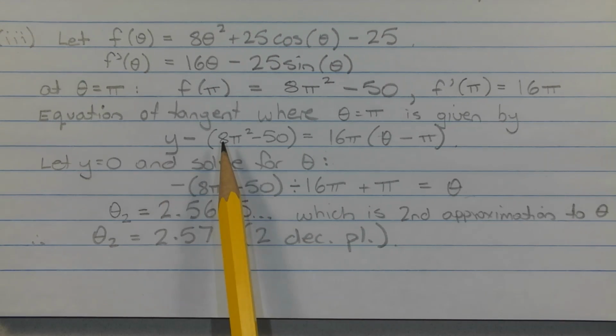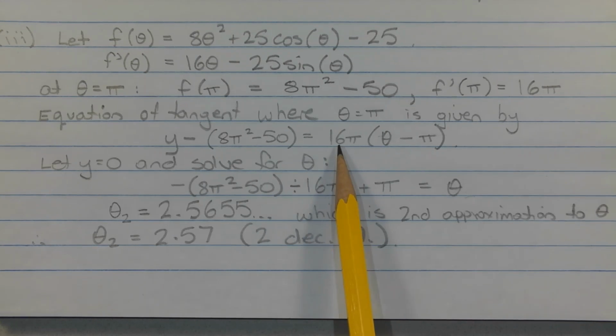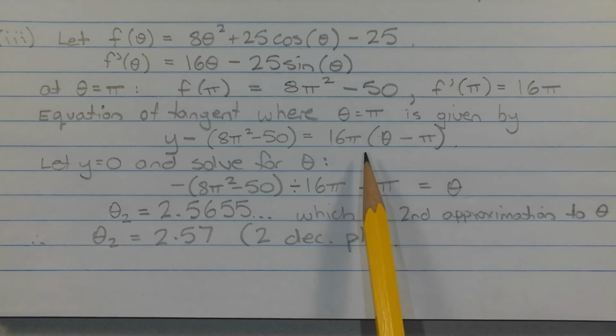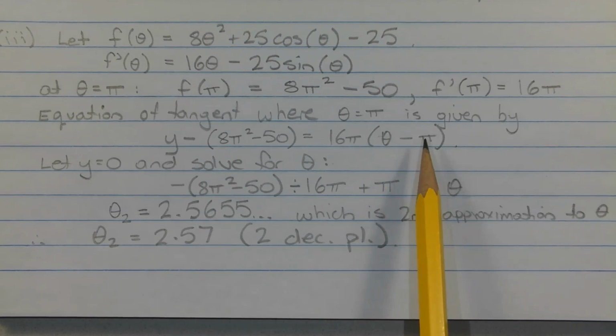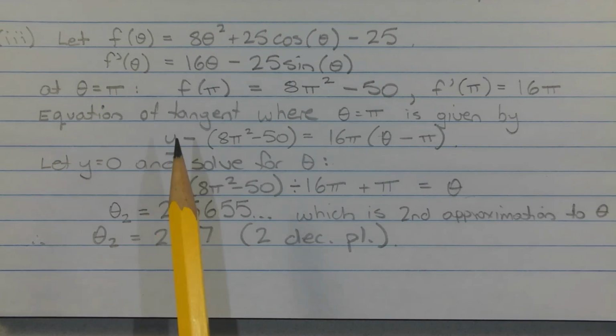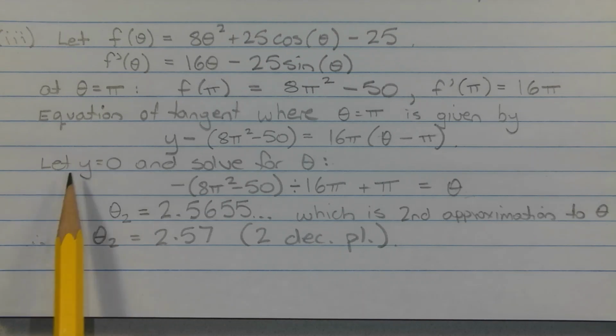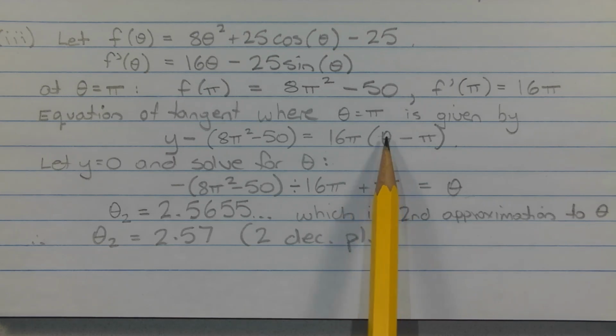So we have y minus (8 pi squared minus 50) equals 16 pi times (theta minus pi). So that's our y minus y1 equals m times (x minus x1). But in this case, we're using theta, which represents our x coordinate, and y, which represents our f of theta, or just our vertical coordinate. Now, Newton's method is based on finding the x coordinate of the x-intercept of the tangent, which hopefully should be a better approximation than theta equals pi. And we do that by letting y equal 0, since the y coordinate of an x-intercept, of course, is 0. And then we solve for theta here.